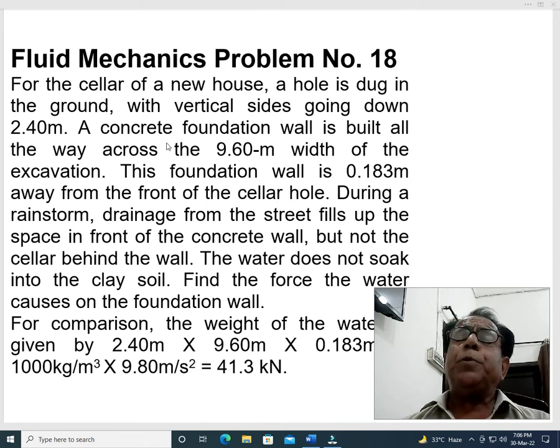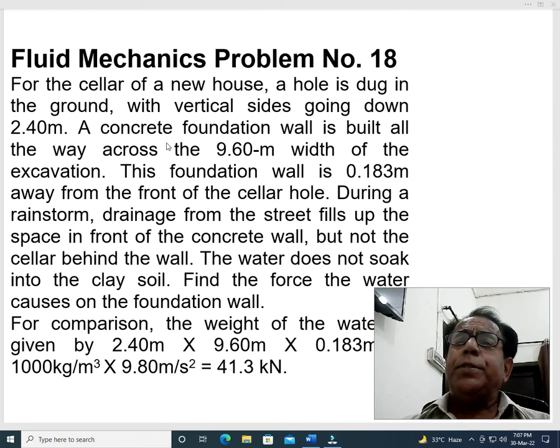So for the purpose of calculation of volume, we will multiply all these three quantities. As we know, volume is equal to length into width into height, and volume is a three-dimensional quantity and is expressed in meter cube or centimeter cube, etc.